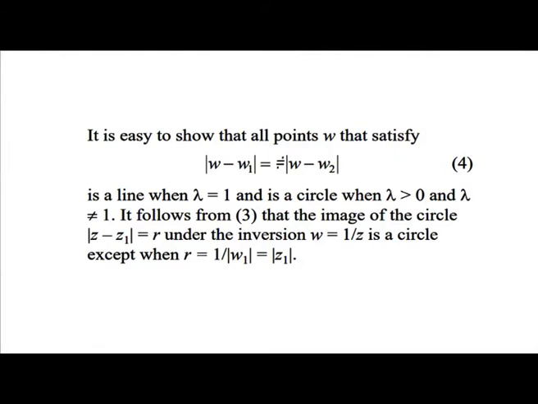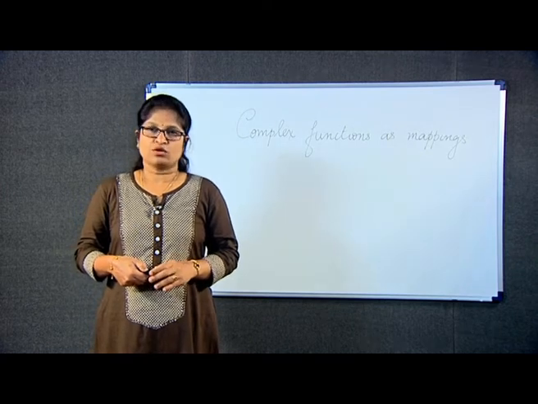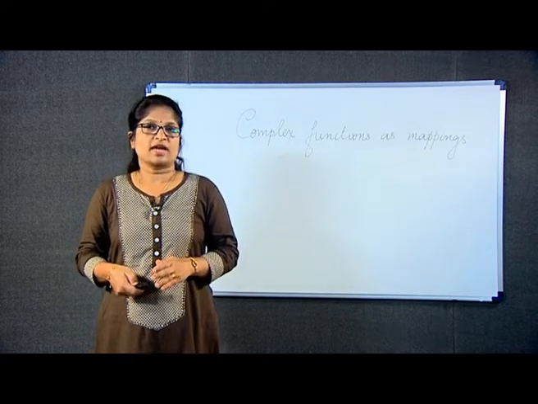So, the equation says that the image of a circle mod z minus z1 equal to R under the inversion w equal to 1 by z is a circle, except when R is 1 by mod w1, which is equal to mod z1. So, you can actually say that the circles are mapped onto circles or straight lines.